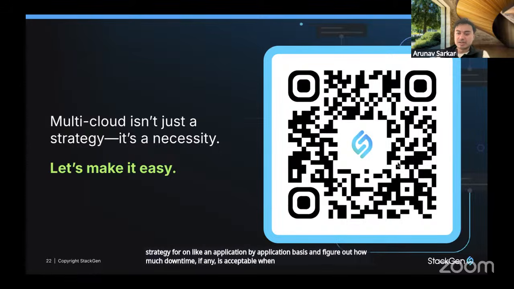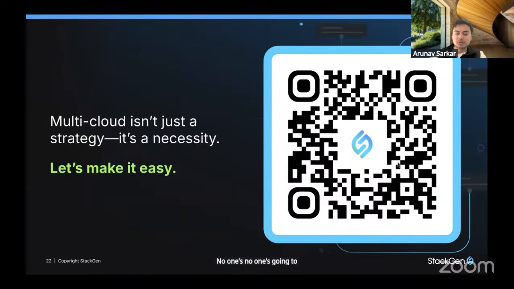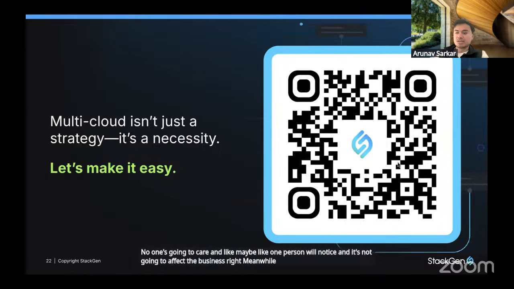migration strategy on an application by application basis, and figure out how much downtime, if any, is acceptable when we do this migration, right? There's a lot of internal services where if it goes down for an hour or even half a day, no one's going to care, and maybe one person will notice, and it's not going to affect the business, right? Meanwhile, there's going to be customer facing production services where absolutely we cannot suffer more than 1 minute of downtime, if even that, right?